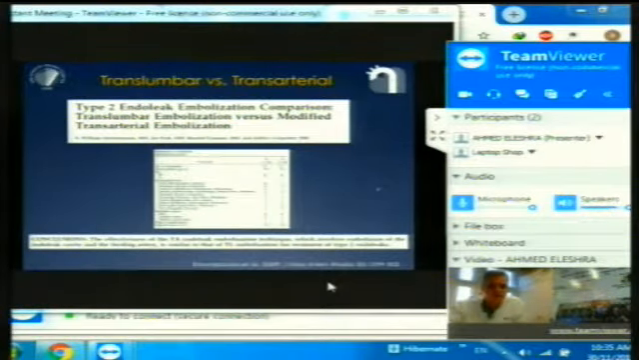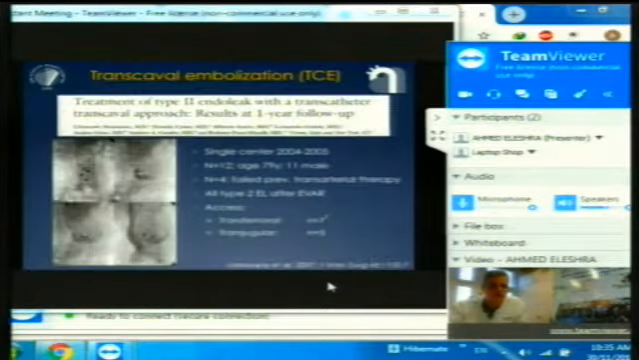There have been studies comparing both techniques and showing that the effectiveness of the translumbar embolization is comparable to transarterial embolization. The technique that we use as our standard technique in Hamburg is the transcaval embolization. I will show you a few more slides on this technique.